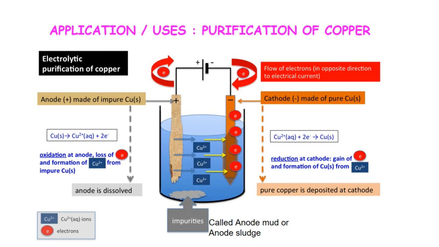And you will see from the impure copper, the impurities move down towards the bottom, which is collected, and it's called anode mud or anode sludge. Only the pure copper ions will move to the solution. The impurities settle down at the bottom. After some time, the anode is becoming thinner and thinner, because all the ions are being carried away to the solution and the impurities towards the bottom. By that time, the cathode becomes thicker and thicker, because copper is being deposited on it. Pure copper is deposited at the cathode by reduction. Loss of electrons at the anode is oxidation. So the anode is dissolved, the cathode is being thickened.